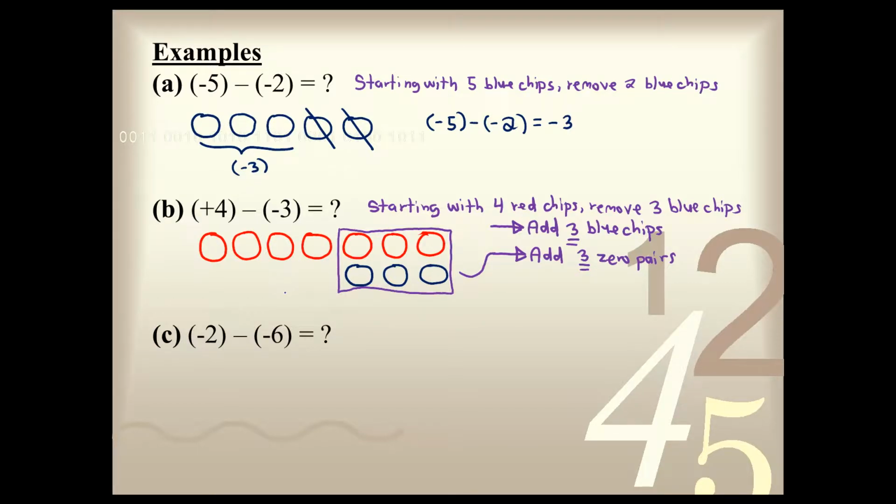After I've done this, now I go back to the starting statement. Starting with 4 red chips, can I remove 3 blue chips? Yes, you now can, because you have these blue chips. So you remove this one, and this one. And what are you left with now? You're left with 7 red chips. 7 red chips has an integer value of +7. Therefore, my subtraction statement would be +4 subtract -3 is equal to +7.